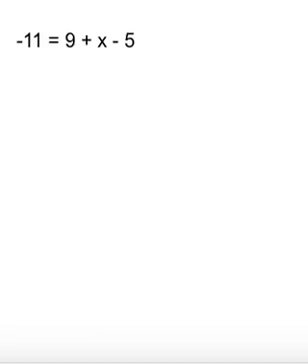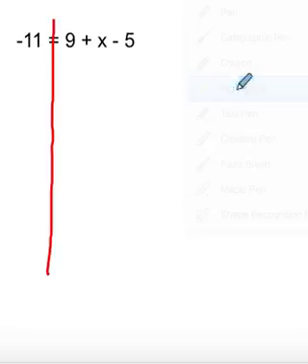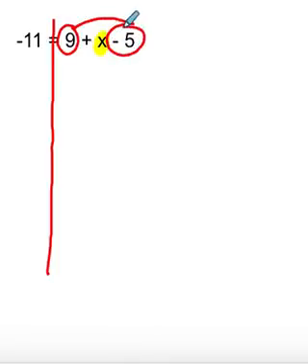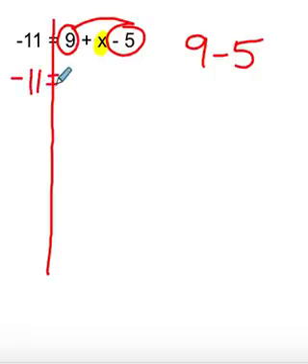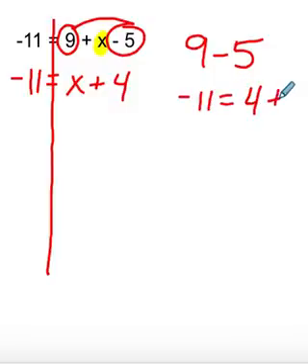One more example like that. Let's put this down the middle. But this time x is on the right, which means I need to get rid of the 9 and the negative 5. So I'm going to clean this up. I'm going to combine like terms. I have 9 and a negative 5. So 9 minus 5 would be 4, so if I rewrite this, it would be negative 11 equals x plus 4. You could also write it as negative 11 equals 4 plus x.